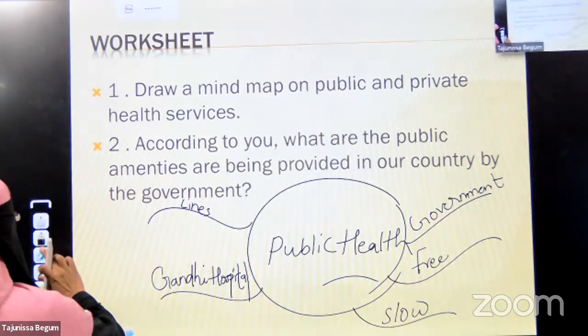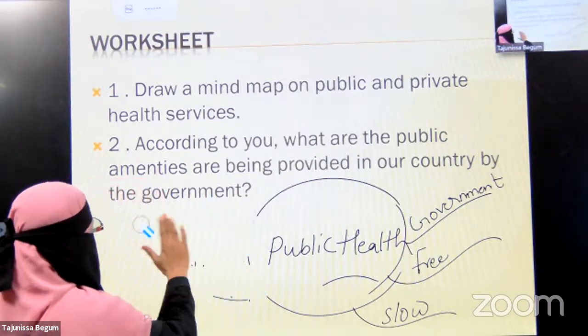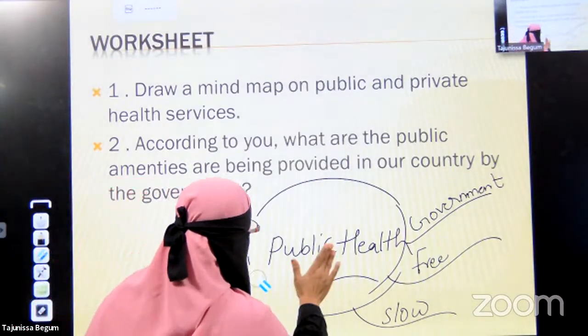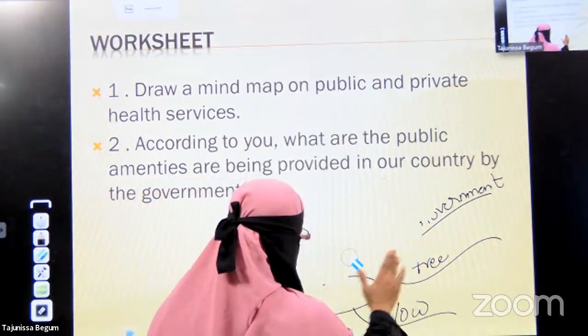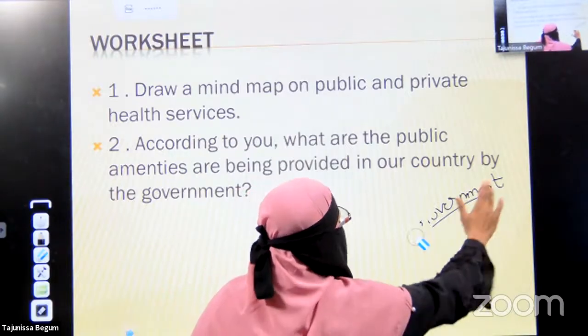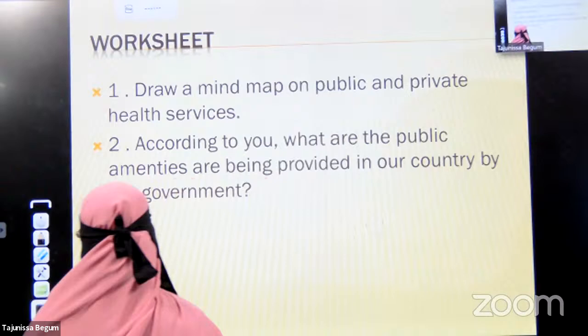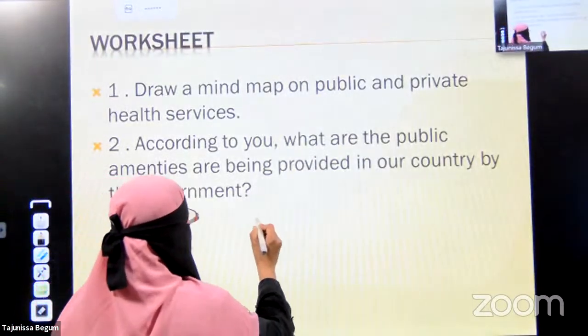In this way, we can write much about the public sector. Now what will we write about the private sector? You can make your own mind map beautifully. You can make it in the mind map and understand how the public sectors are working, how they are helping and who is working for that. Next, we'll see private health services.